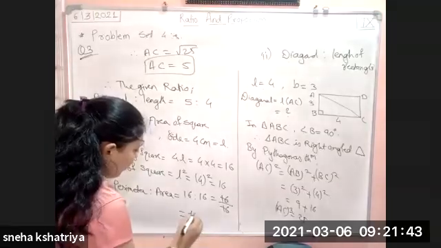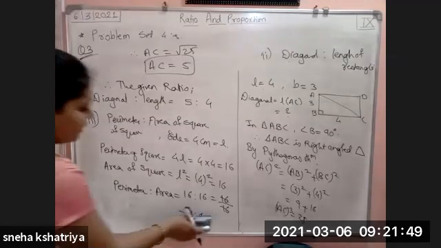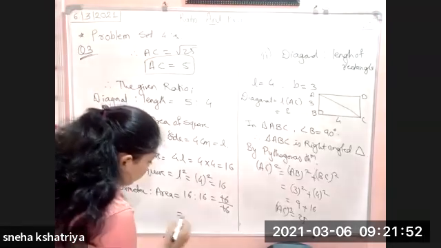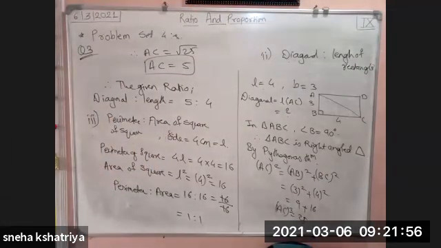16 gets cancelled. What is remaining? 1 is to 1. 16 gets cancelled. It doesn't mean that it is 0. Okay, it is 1 is to 1. Your answer is 1 is to 1.